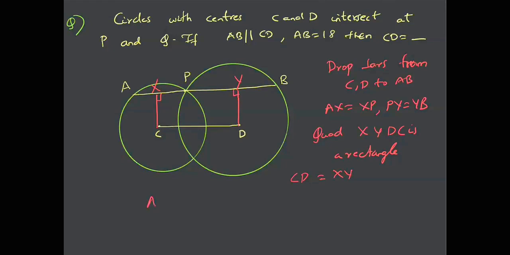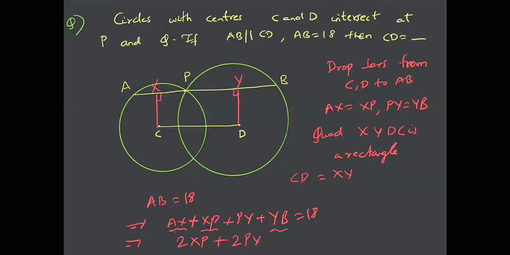So AB is given as 18. But what is AB? AB is AX plus XP plus PY plus YB. This is 18. But AX is nothing but XP, so I'm writing this as twice of XP. Plus YB is nothing but PY, so this is twice of PY is equal to 18. So XP plus PY is XY, which is 9. So then CD is also 9.